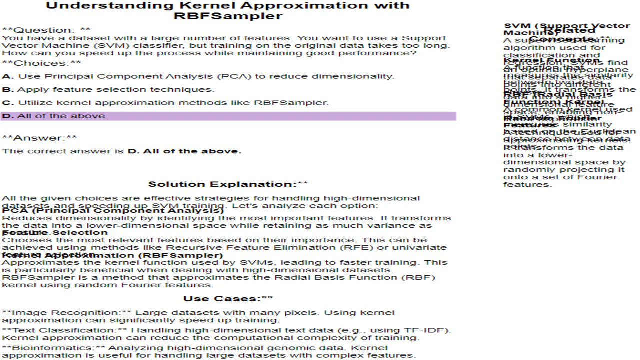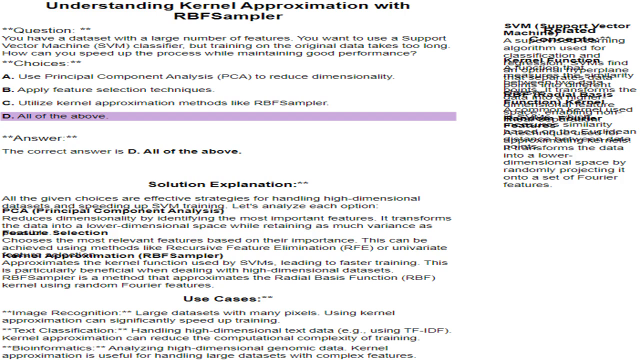Feature selection chooses the most relevant features based on their importance. This can be achieved using methods like recursive feature elimination (RFE) or univariate feature selection. True. Feature selection techniques, like recursive feature elimination (RFE) or univariate feature selection, directly eliminate less informative features from the dataset, effectively reducing the dimensionality and simplifying the training process.